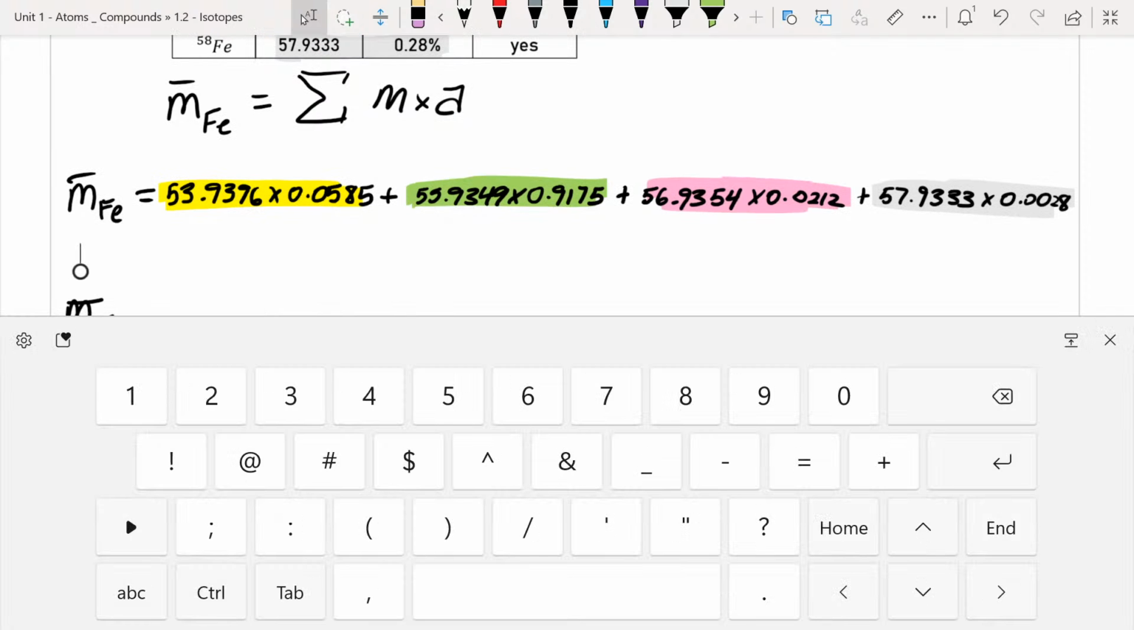hopefully some of you already have the answer, but I will go here. 53.9396 times 0.0585 plus 55.9349 times 0.9175. So this is cumbersome, but it's not hard, right? You're just plugging it in. Be careful not to switch any numbers.